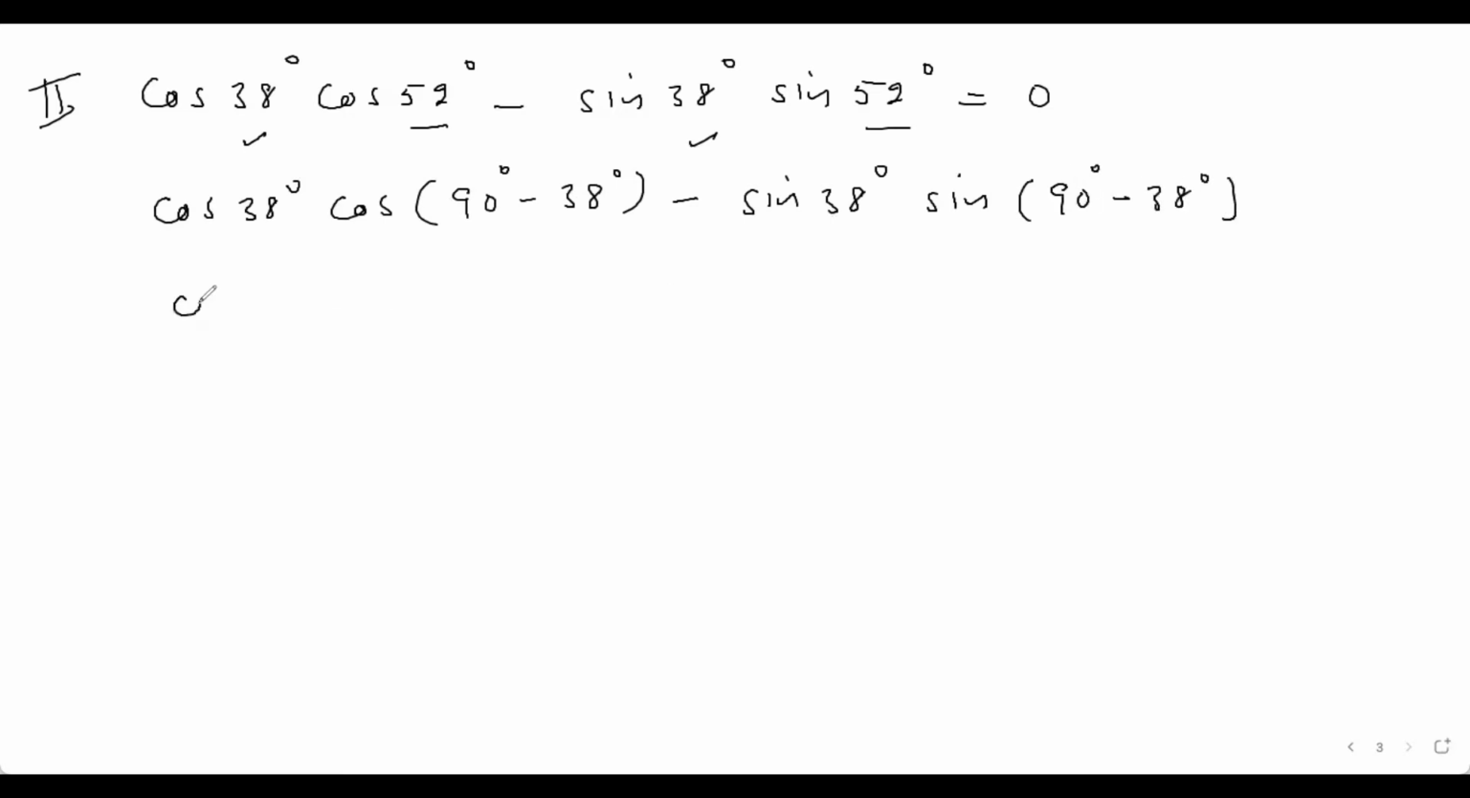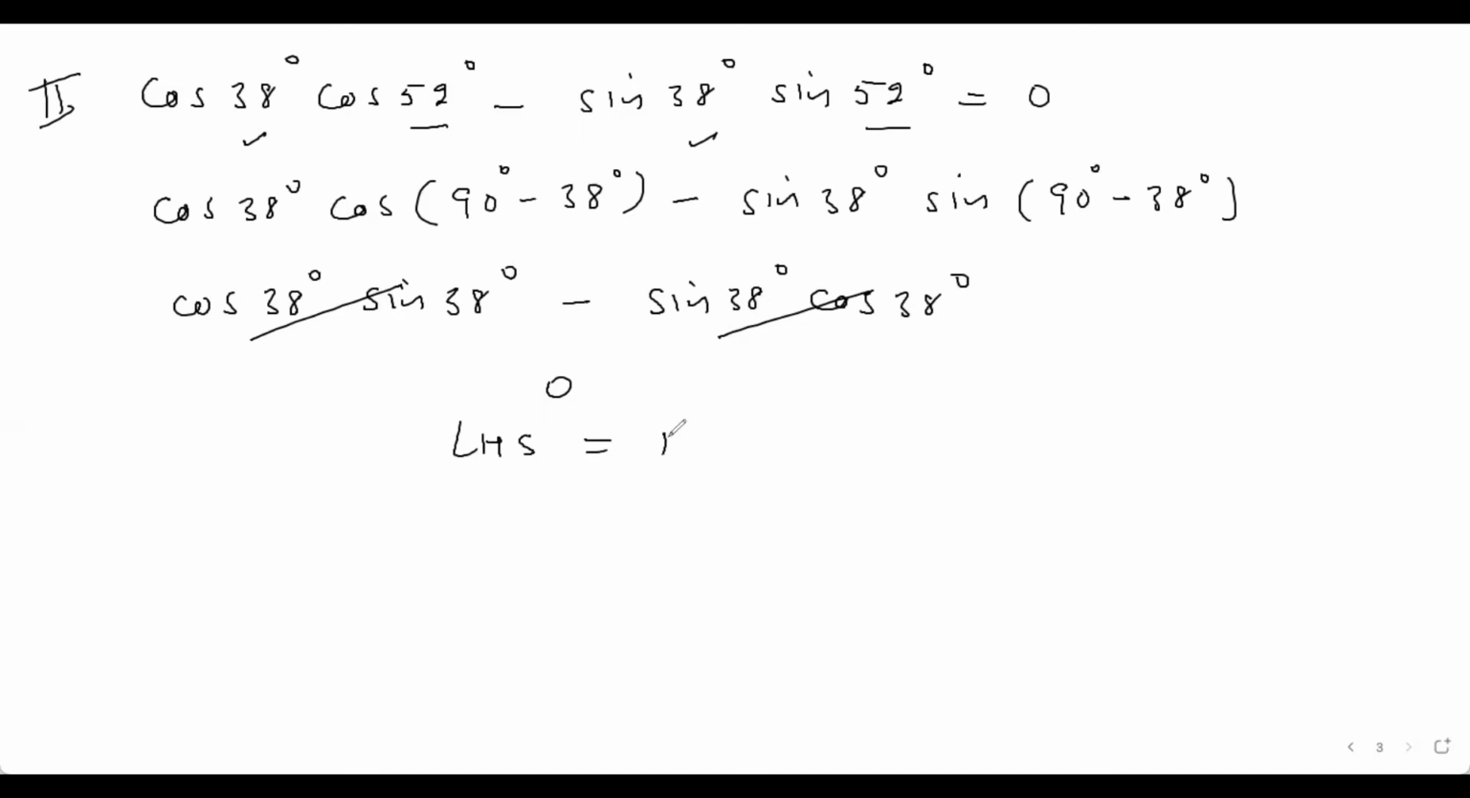Now this is cos 38 degree, and cos 90 minus 38 is sine 38 degree, minus sine 38 degree. Sine 90 minus 38 degree is cos 38 degree. Now cos 38 degree, sine 38 degree, sine 38 degree, cos 38 degree are the same thing. So you cancel this, answer is 0. So left hand side is equal to right hand side. This is what we want to prove. This is equal to 0. So left hand side is equal to right hand side.